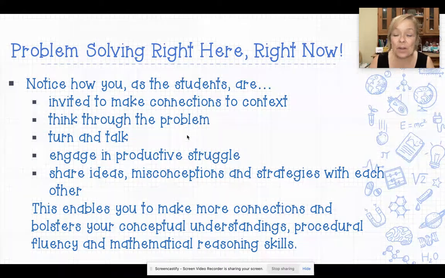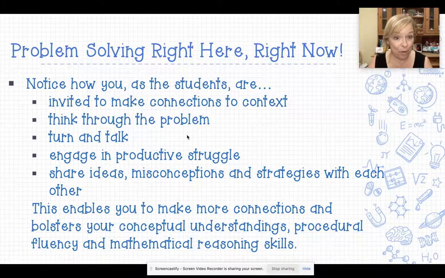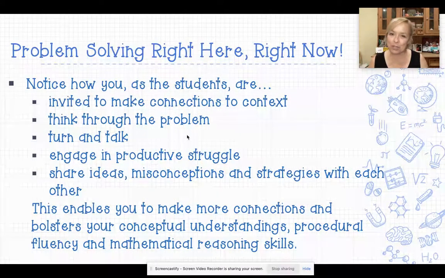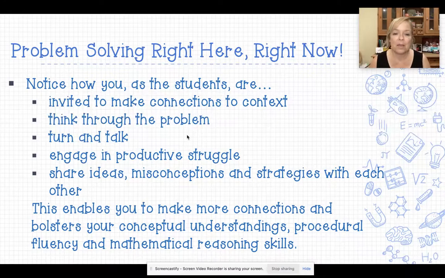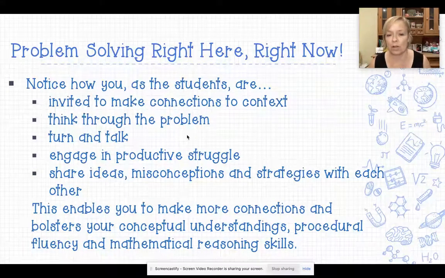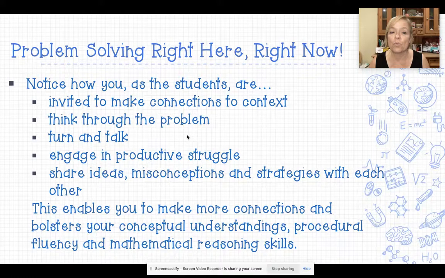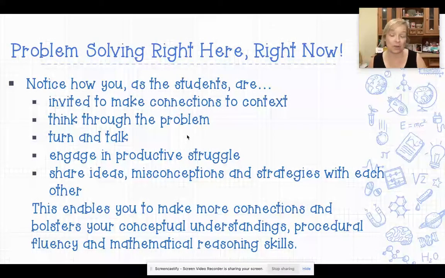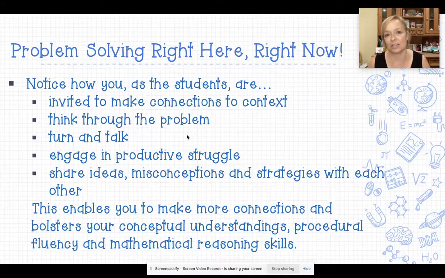So you are going to be asked to make connections, think through the problem. Of course, we're not going to be able to turn and talk because we're not in the classroom. We're going to engage in something called productive struggle, which is where you are going to work hard to take something that you know to figure out something that you don't. And then we're going to share ideas, misconceptions, and strategies with each other. We'll do the sharing actually in our second class meeting on September 13th. But I want you to work through this tonight.